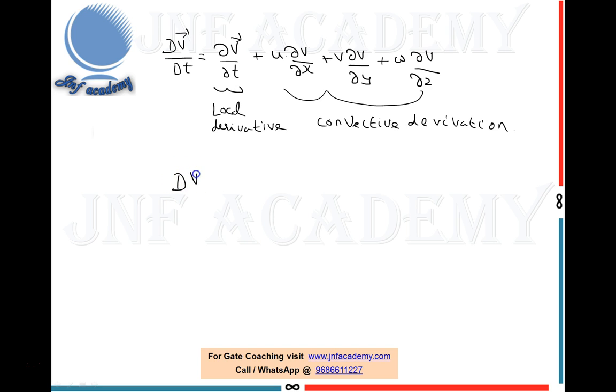If you want to write this in the vector form, your total derivative is equal to local derivative plus convective derivative. The local derivative is very straightforward: dou v by dou t, plus v vector dot del vector into v vector. If you expand this, you will get this form.